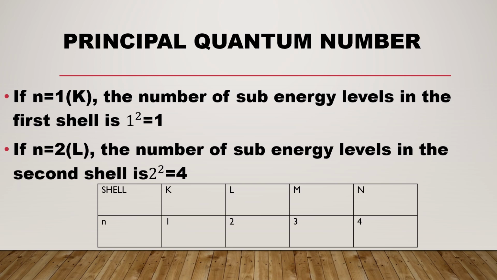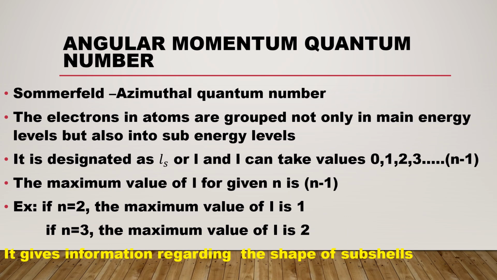Angular momentum quantum number. Sommerfeld proposed the angular momentum quantum number as a result of elliptical orbits. It is also known as the azimuthal quantum number or subsidiary quantum number. The electrons in atoms are grouped not only in main energy levels n but also into sub-energy levels. It is designated as l and l can take values 0, 1, 2, 3 up to n-1.